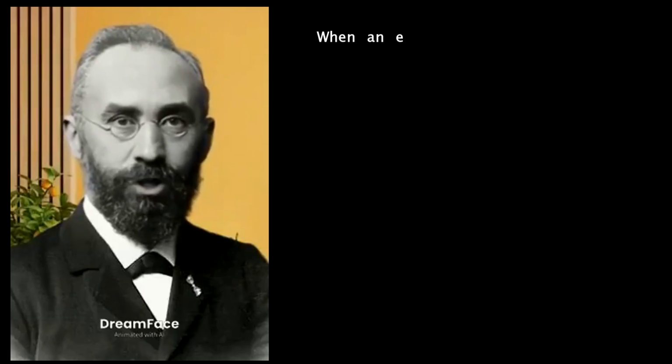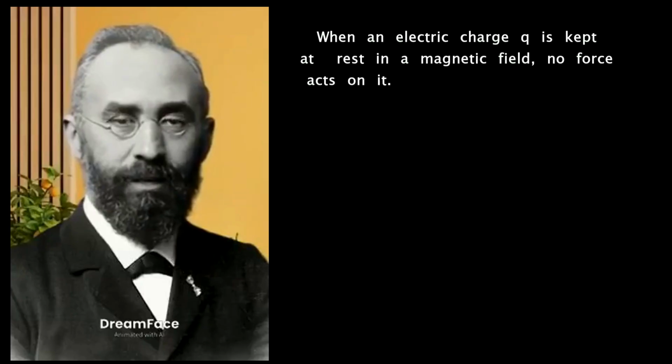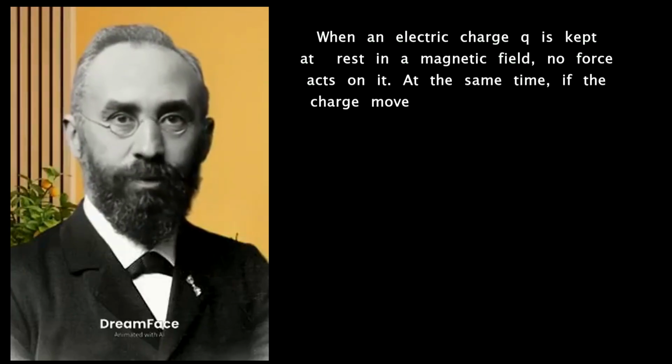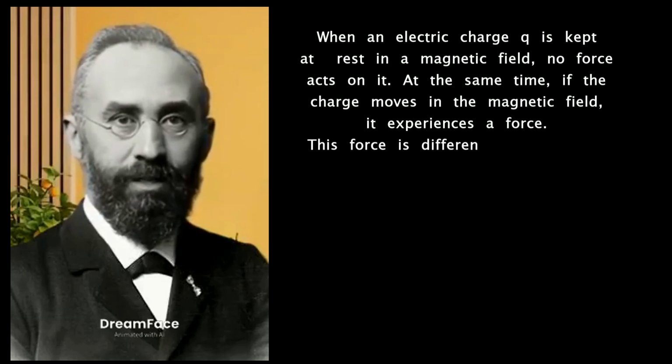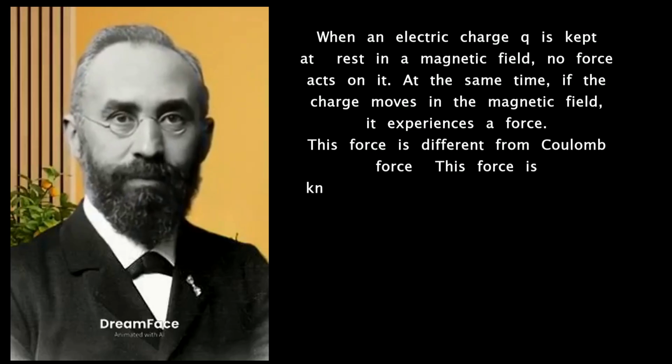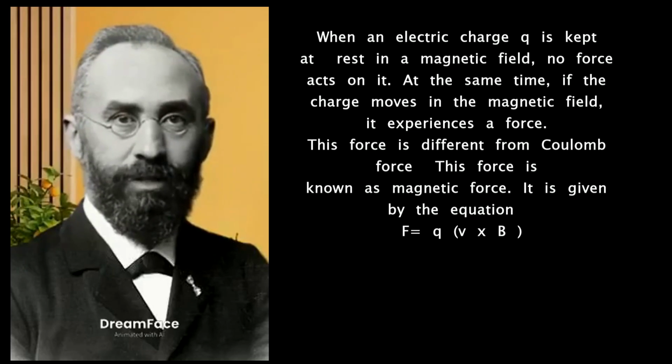When an electric charge Q is kept at rest in a magnetic field, no force acts on it. At the same time, if the charge moves in the magnetic field, it experiences a force. This force is different from Coulomb force. This force is known as magnetic force. It is given by the equation F = Q (v × B).